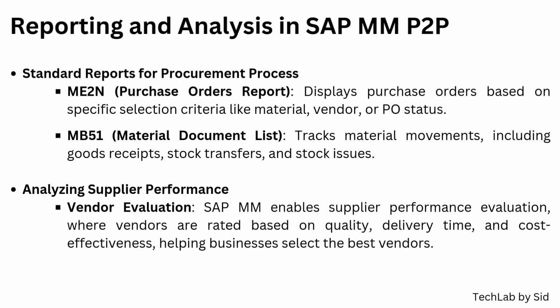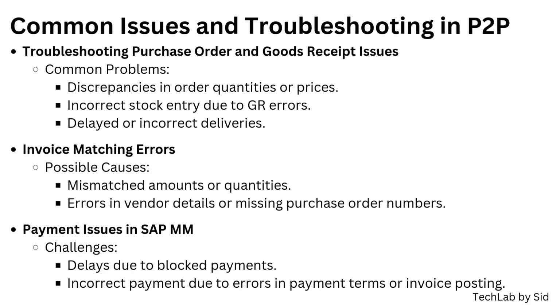properly recorded. In procurement, selecting and maintaining strong supplier relationships is key to ensuring quality and reliability. By leveraging vendor evaluation, businesses can make informed decisions, optimize their supplier base, and enhance the overall effectiveness of their procurement processes. Troubleshooting issues in the procurement process is crucial for maintaining smooth operations, preventing delays, inaccuracies, and inefficiencies.